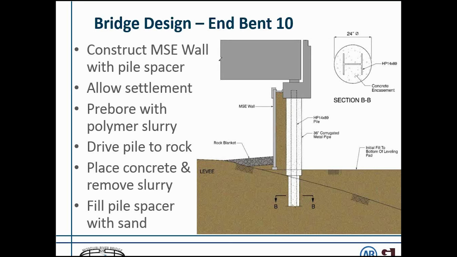So to construct bent 10, we constructed the MSE wall with pile spacer. We allowed that settlement to occur. We pre-bored the pile hole with the polymer slurry so that earth would not fall into that hole and we could keep that hole open. We drove the pile to rock. Then we placed concrete in the pre-bore hole and removed the slurry. Then we filled the pile spacer with sand.